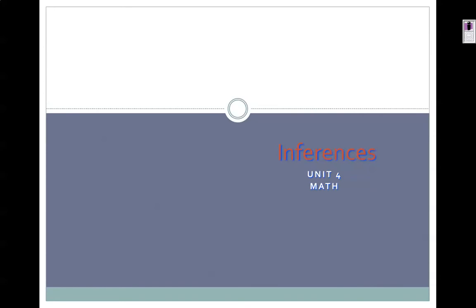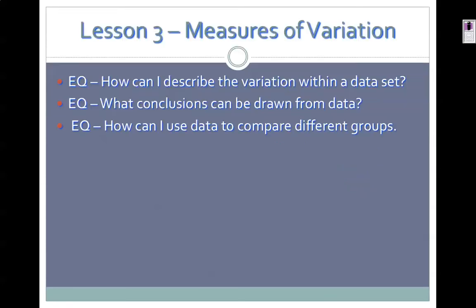We are continuing on with Unit 4, Inferences, and this is going to be our last lesson for this unit. So we had a really short unit. Our lesson is Measures of Variation. We have a couple of essential questions. The first one is, how can I describe the variation within a data set? What conclusions can be drawn from the data? And how can I use data to compare different groups?